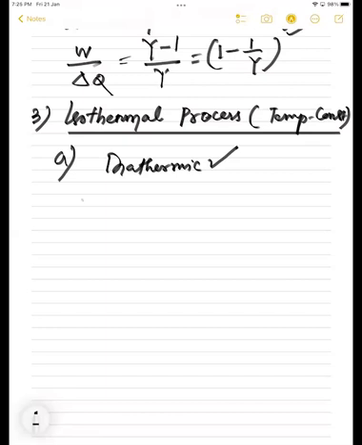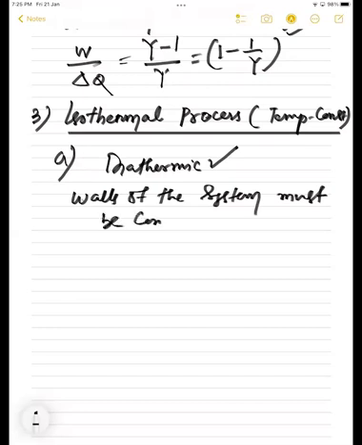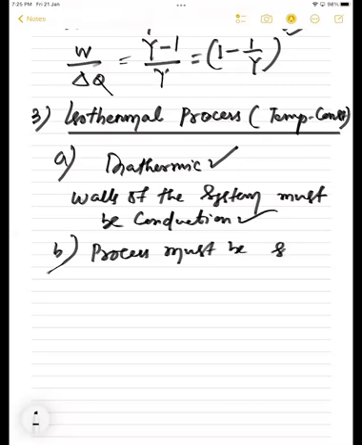So here, number one condition is the walls of the system must be conducting so that the heat can transfer. Number two condition is process must be slow. Why? Because internal energy of the ideal gas depends only upon the temperature of the gas.